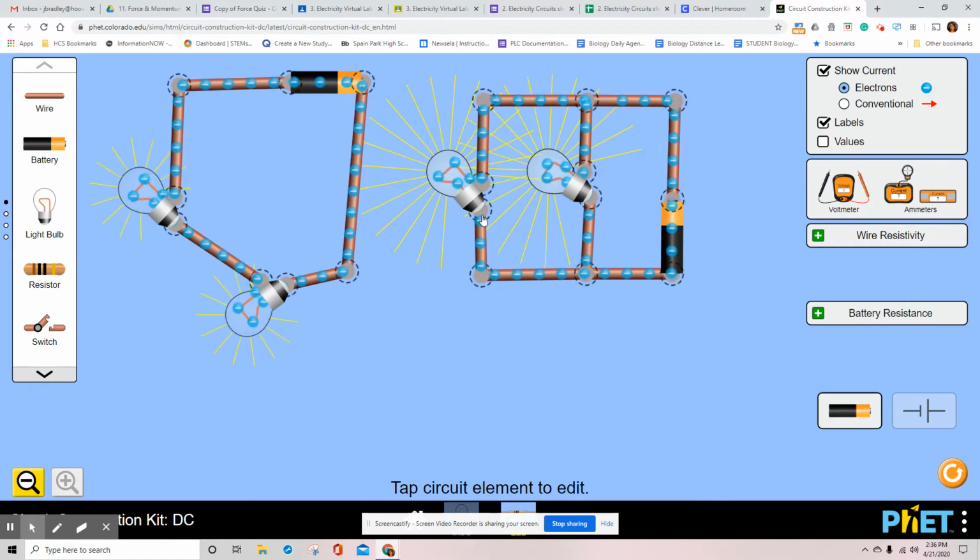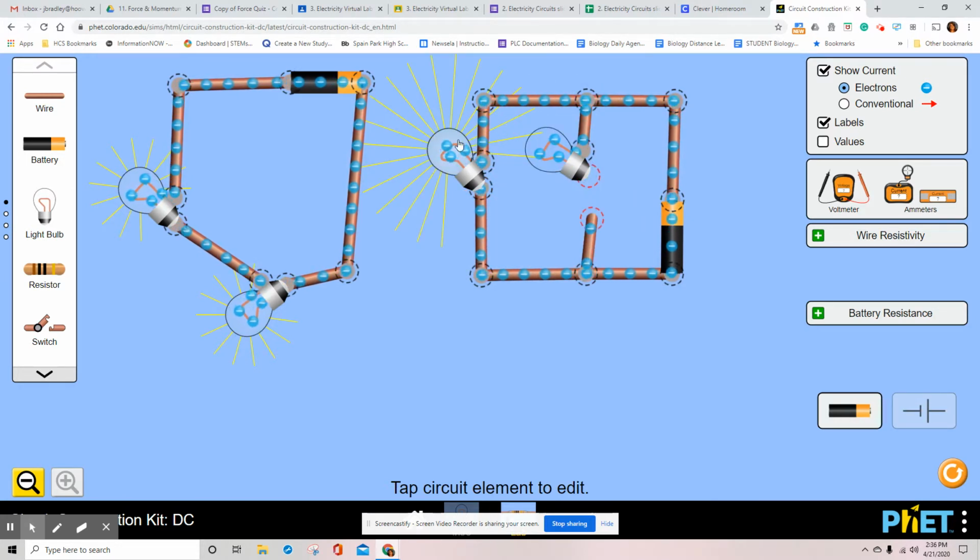In the parallel circuit, if I were to cut the connection here, this bulb still burns. Same thing if I cut the connection here, this bulb still burns. In the parallel circuit, there are two independent pathways from battery to bulb, and that's the point of the parallel circuit: there are multiple pathways.